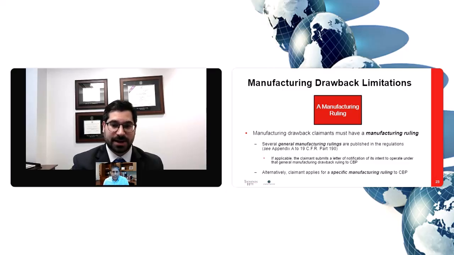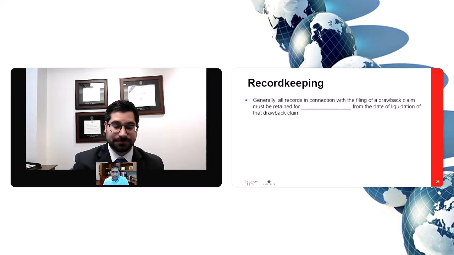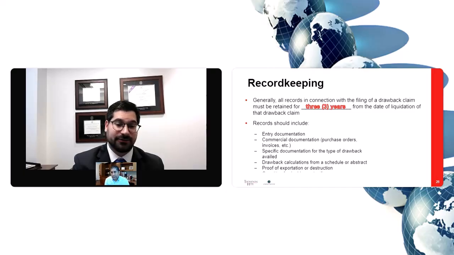So with that, let's shift gears and talk about the compliance requirements. And let's just start right where we were, which was record keeping. Generally, all records in connection with the filing of a drawback claim have to be retained for 3 years from the date of liquidation of that drawback claim. The types of documents that you would want to maintain are, for example, entry documents evincing the quantity and identity of the imported duty paid merchandise. Specific documentation for the type of drawback availed. So for example, with manufacturing drawback, as we were just discussing, a manufacturing ruling.